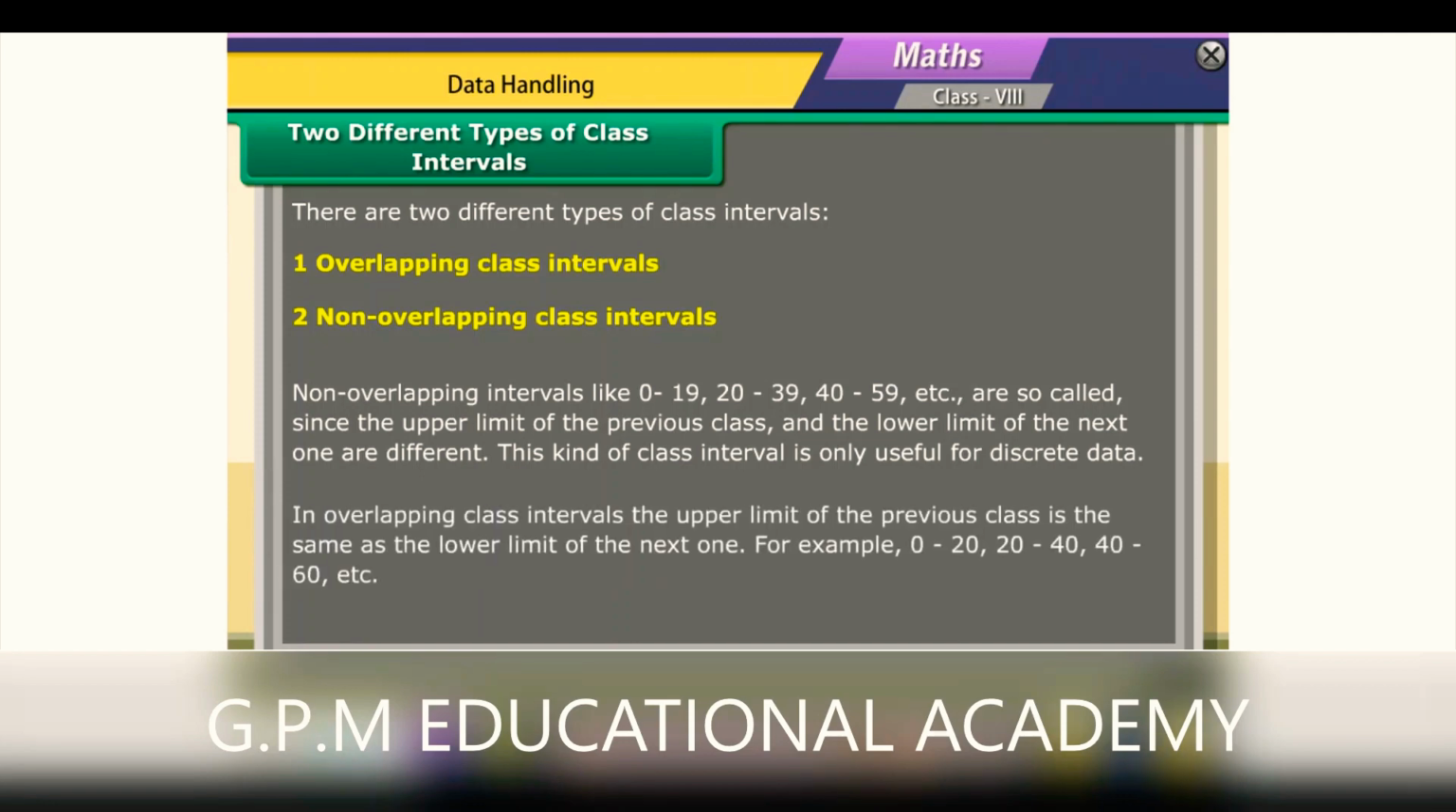In overlapping class intervals, the upper limit of the previous class is the same as the lower limit of the next one. For example, 0 to 20, 20 to 40, etc.